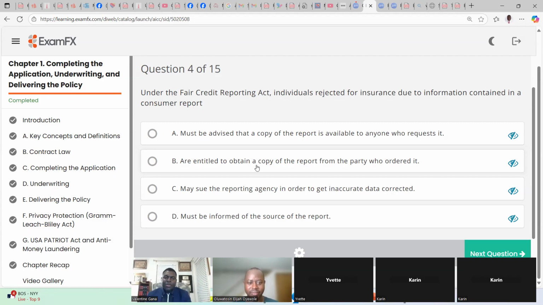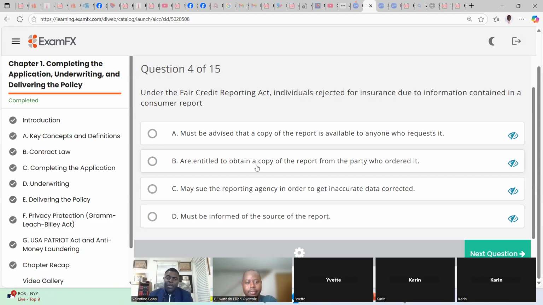So we are now with B and D. B says, are entitled to obtain a copy of the report from the party who ordered it. D says, must be informed of the source of the report. Now let's look at B. Generally, when it comes to credit reports, it is not the party who ordered the report that you get a copy from. It's the party who furnished the report.